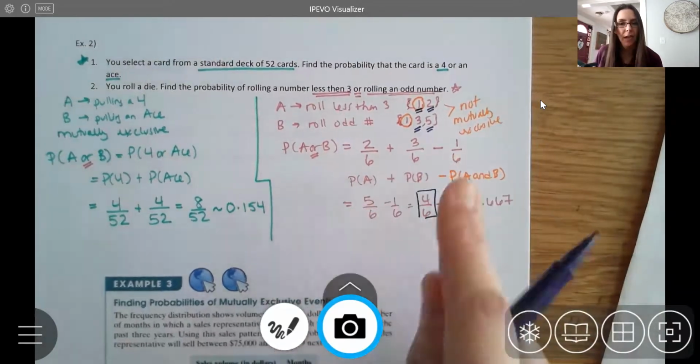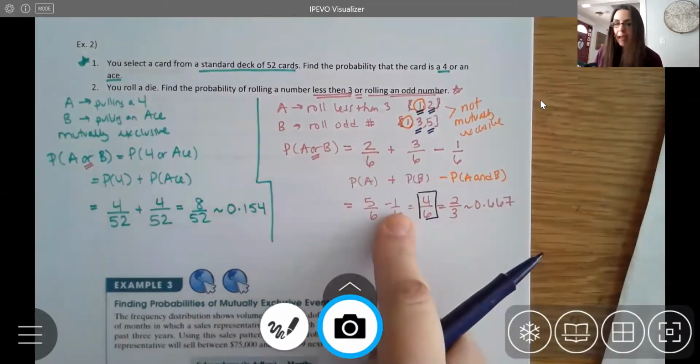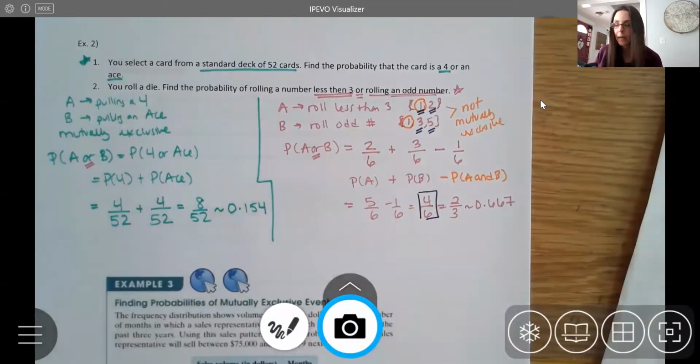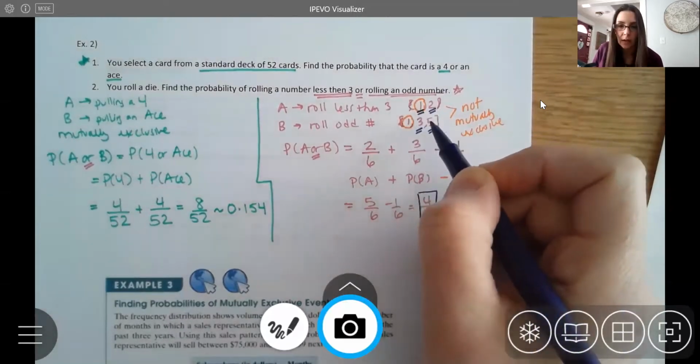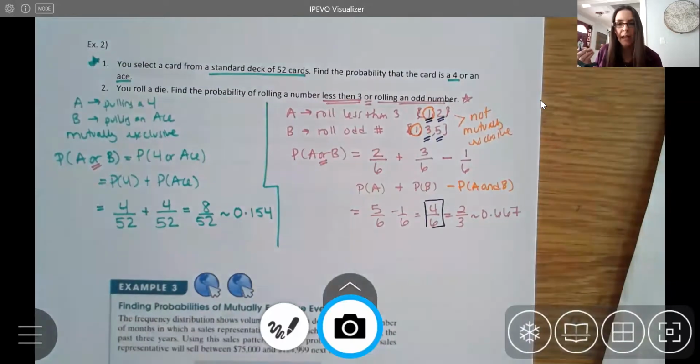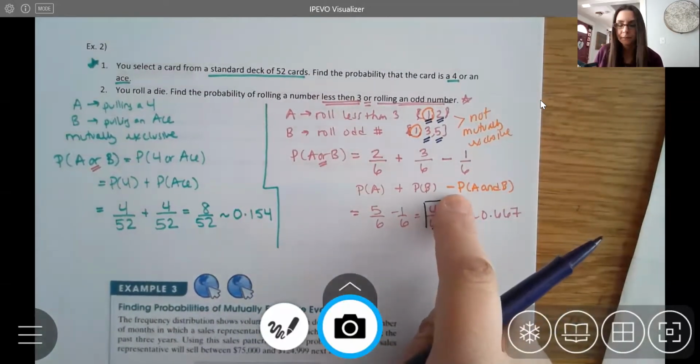So when we subtract, we're not changing the probability or doing anything incorrectly. We're taking out that region that gets double counted, right? Because we're counting that 1 twice here. We're counting it here and we're counting it here. So I have to subtract one of them away so that I'm not double counting. And that's what that subtraction piece does.